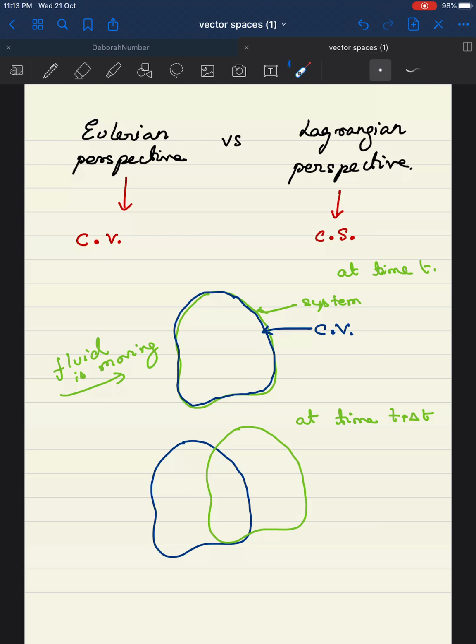Okay, so the system has moved out a little bit, and the control volume is obviously fixed in space because that's what the control volume is, although it doesn't necessarily have to be that way, but for the time being let's just consider a control volume that is fixed in space. So the control volume is right there and not changing, and you have the system which has now gotten displaced a little bit.